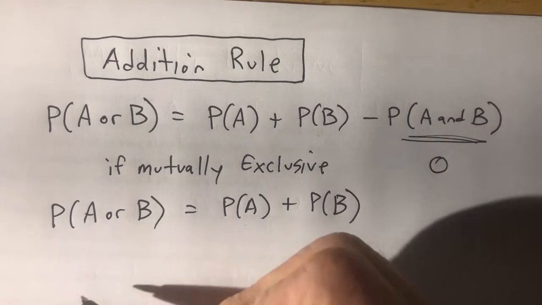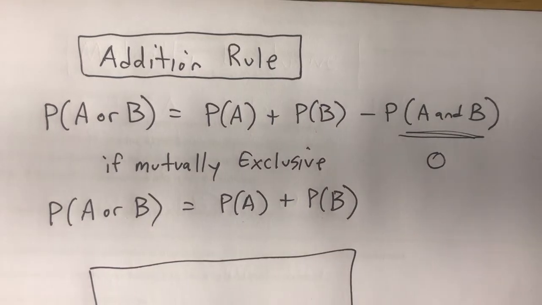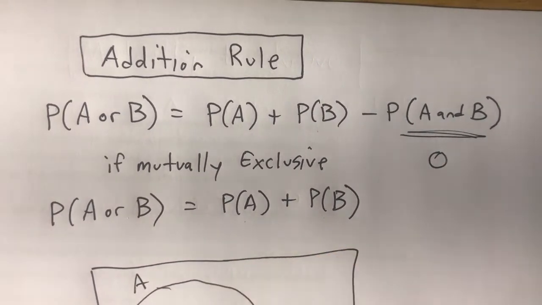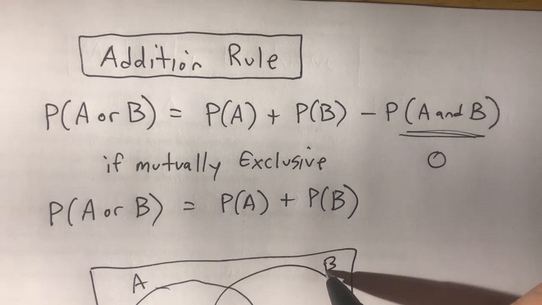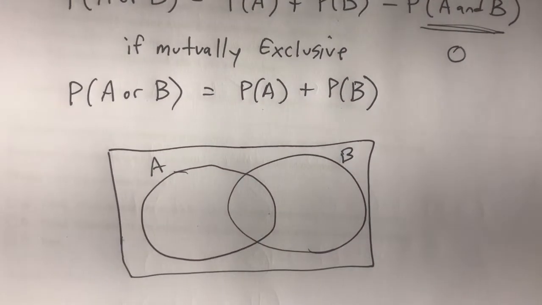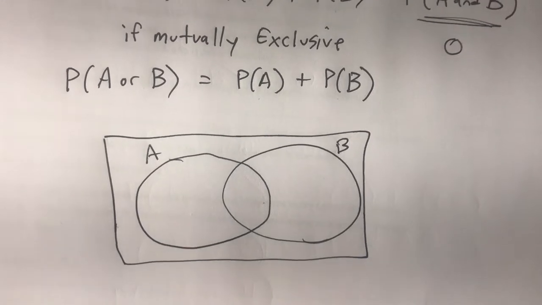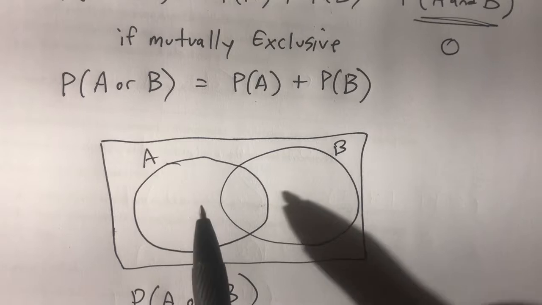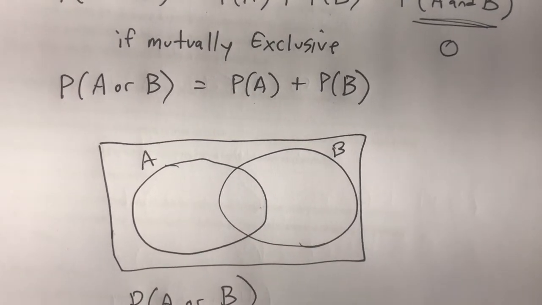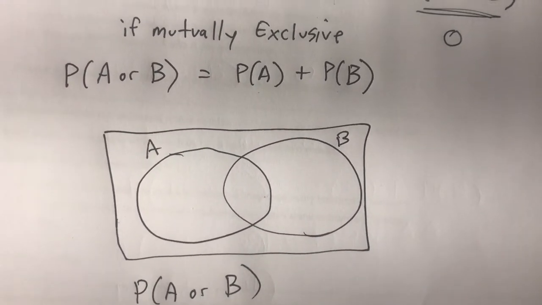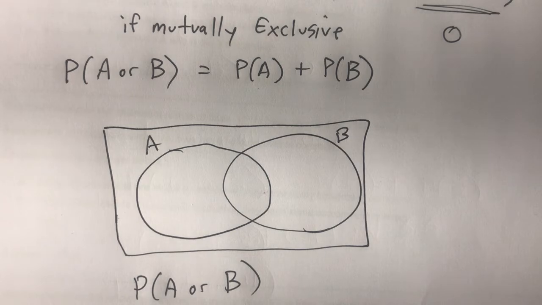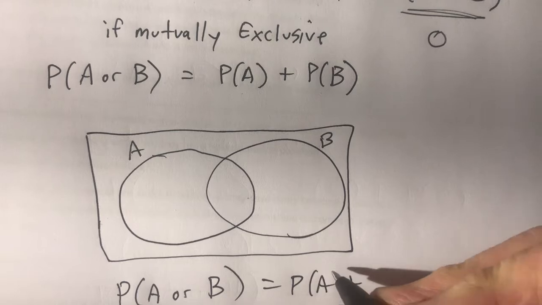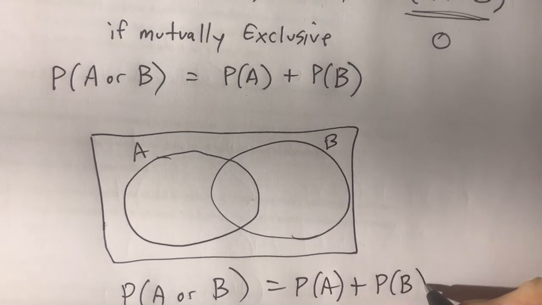Now let me explain what this means. Let's look at a Venn diagram. It might be easier to think about it in a Venn diagram. This is A, and this is B right here. Okay, let me put in a picture. All right, what's the probability of A or B? What's the probability that it's in A or that it's in B? Okay, well here's what happens. This is the probability of A plus the probability of B.